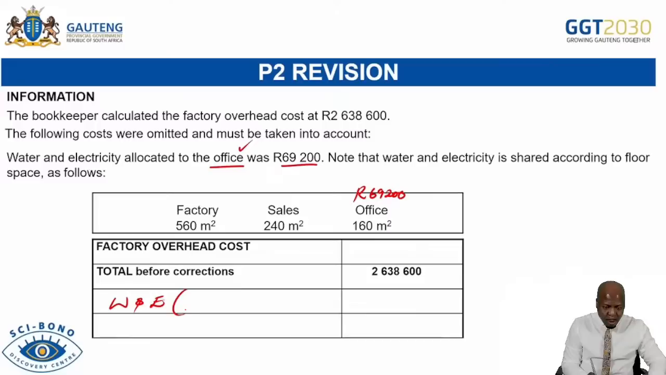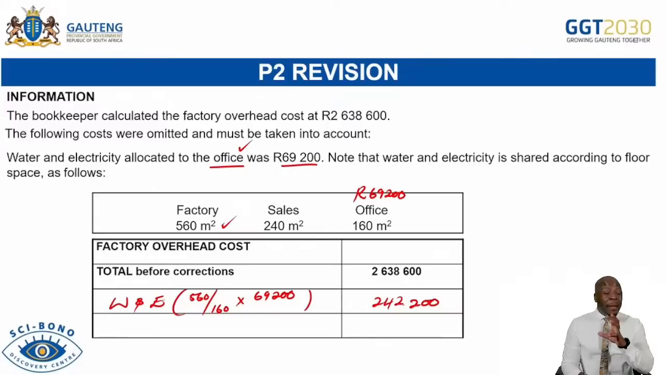So you have to now say, what is it that you want? You want 560. What do you have? You have 160. Multiply that by 69,200. And then you close your bracket. You close your bracket. And how much do you get now? 242,200. That is what we then get. Let's go on to the next one.